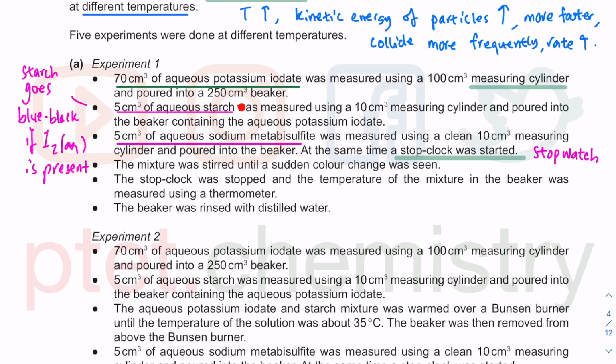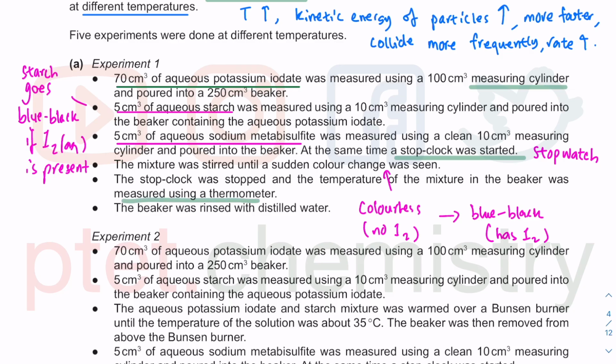So no iodine, so it was colorless. But now this sudden color change is when the iodine gets produced, and therefore it will go blue-black. So the color change will be from colorless because no iodine. You did not start from iodine, you start from iodate. And then this will go to blue-black because starch is present. In the presence of iodine, then it will go blue-black immediately. So the stop clock was stopped and the temperature was measured.